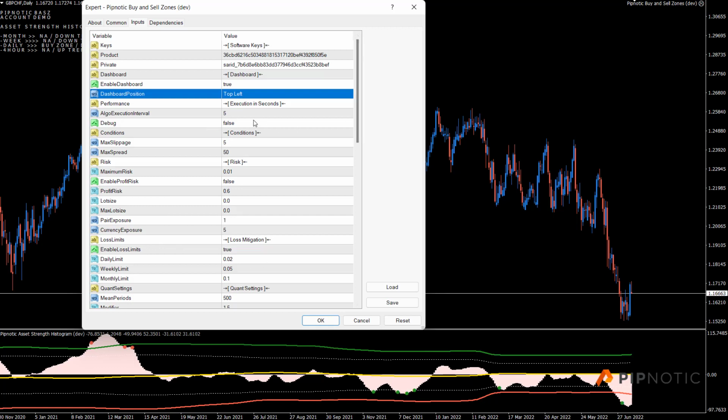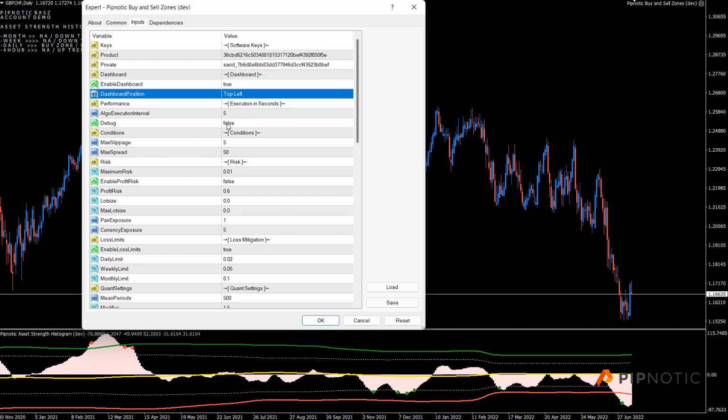We have execution in seconds. I want the algo to run every 5 seconds. I don't want it to run on every tick, because maybe the algorithm wouldn't be done running after each tick, meaning that it would get stuck in a loop, which would be a really bad idea. So 5 seconds is enough. It maybe takes half a second to run, and so we have a 4.5 second break before we do the next iteration. This is just to stop it from bogging down the terminal, which is a real pain.